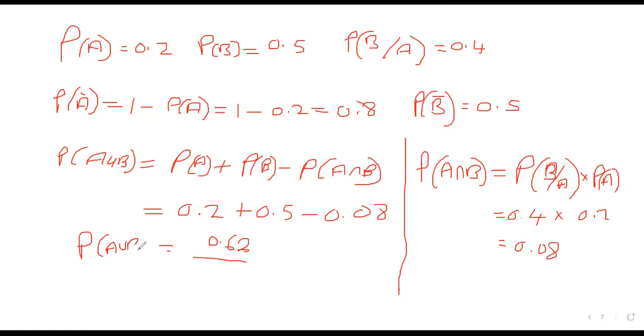So this means that if you get your intersection wrong, it affects your union set. Okay, thank you. All right.